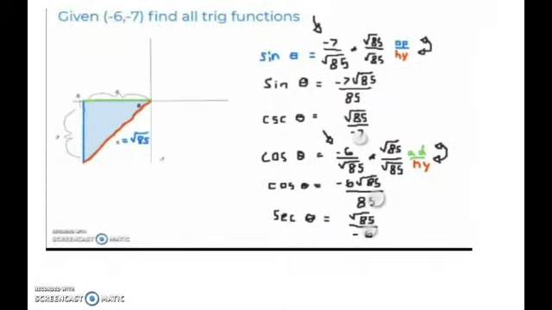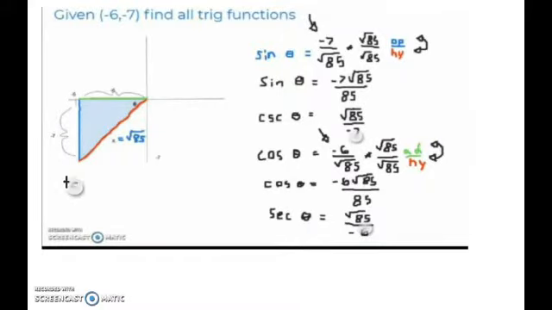Alright, so moving on. Next we're going to find tangent of theta for negative 6, 7. Tangent of theta is opposite over adjacent. So for this it would be 7 over 6 because the two negatives would cancel out. And for the reciprocal of this, which is cotangent of theta, it would equal 6 over 7 because the opposite and the adjacent just swap. And that's all for this problem.